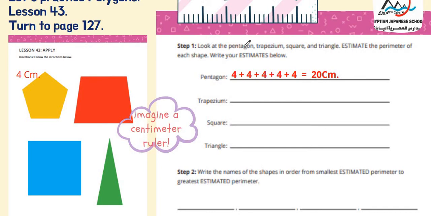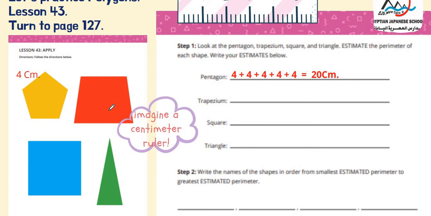First step, look at the pentagon, trapezium, square, and triangle. Look at them carefully. Then estimate the perimeter of each shape. Write your estimates below. I remember estimation. When we make an estimate of any number or length, we think about it without real tools. Imagine a centimeter ruler in your brain.